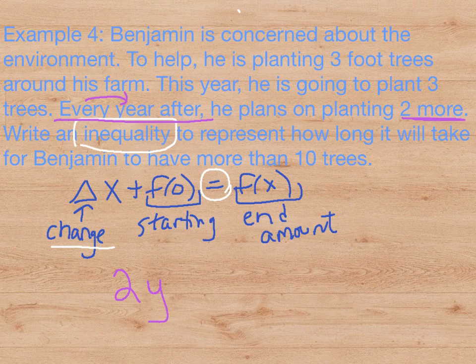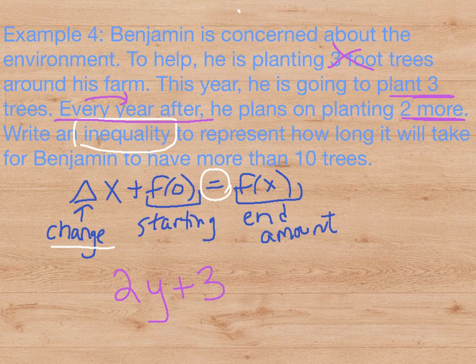Now let's figure out what our starting value is. How many trees are we starting with? If we go back, he's planting 3-foot trees. That 3-foot trees, actually, I don't really care how tall the trees are. I'm looking for the number of trees. So actually this 3-foot trees is not important, but he is going to plant 3 trees this year. So my starting value for number of trees is going to be 3.